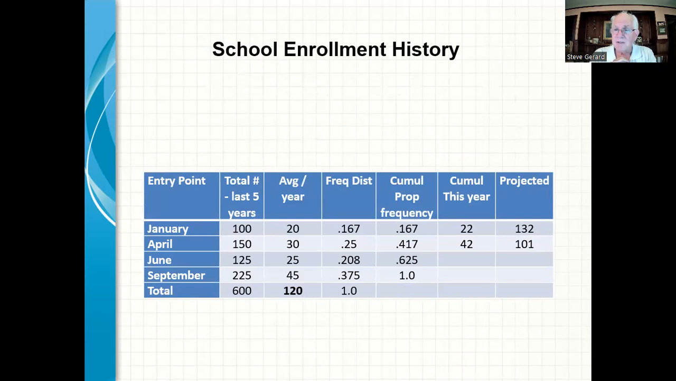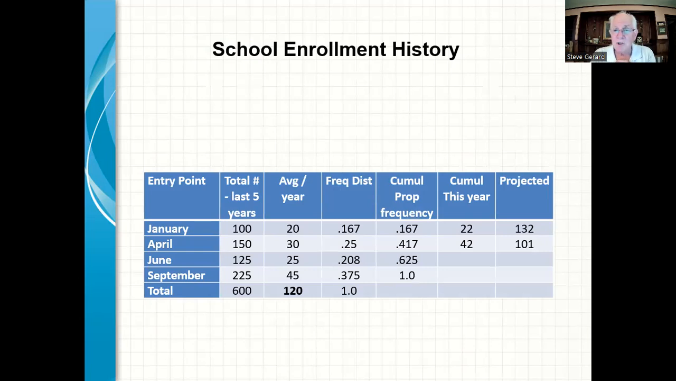Now, one of the values of getting a good frequency distribution is it allows you to create a cumulative proportional frequency distribution. In this case, in the cumulative proportional frequency column, the cumulative proportion of people who enrolled in January is 0.167, the same number who actually do it.